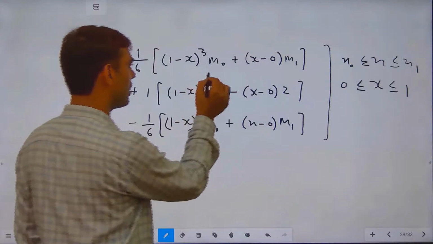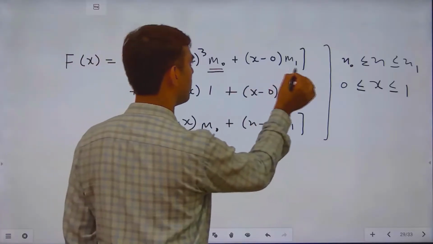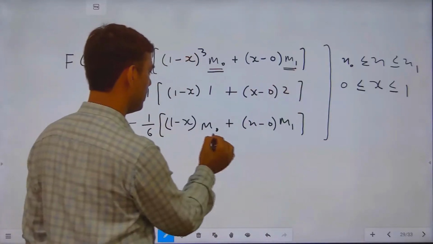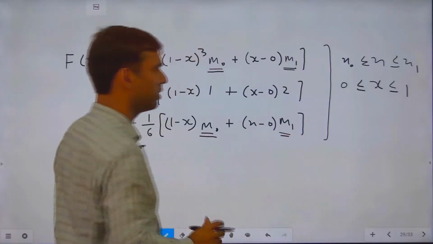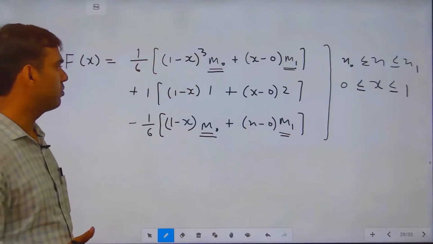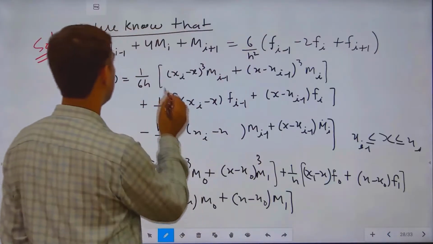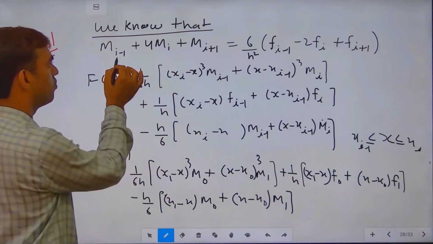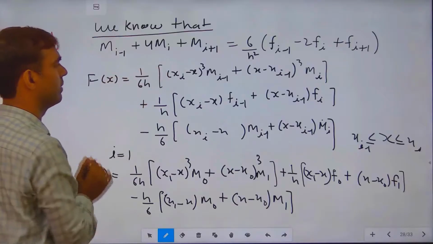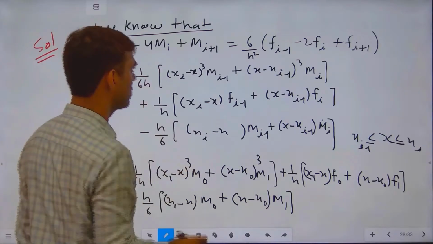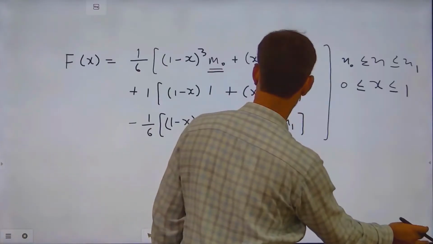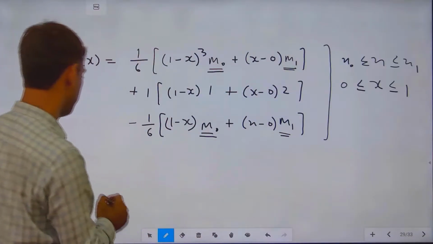There is a need to calculate the values of m0 and m1. In order to find the values of m0, m1, m2 and m3, we need to put the values for i equal to 1 and i equal to 2 here. So if we write this formula here, what does it become?